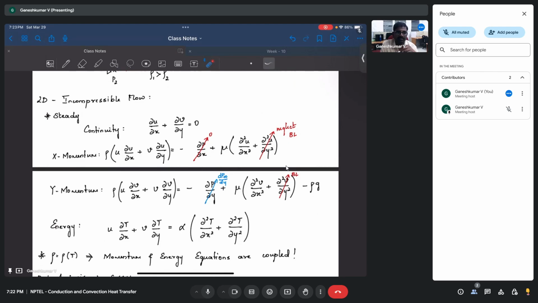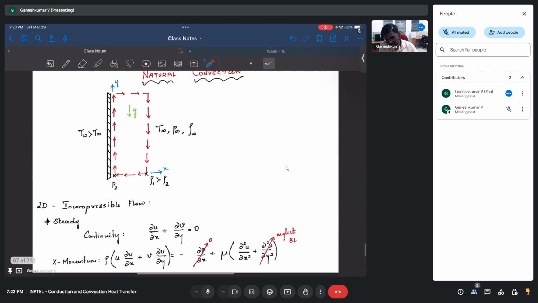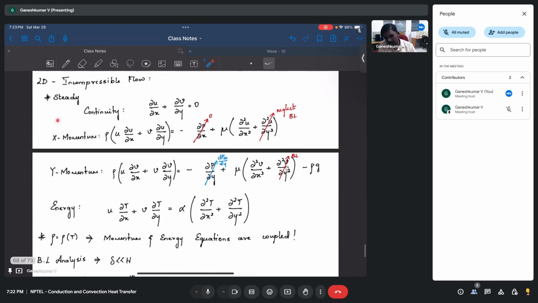In our present analysis, we are going to restrict ourselves to the heated vertical flat plate. But in general, if you want to analyze a natural convection process or a natural plus forced convection process, you have to solve the continuity, x and y momentum, and energy equations together. That is what all the CFD solvers do. For example, ANSYS or OpenFOAM, or whatever CFD solver you take, they are going to solve the continuity, momentum, and energy equations together.